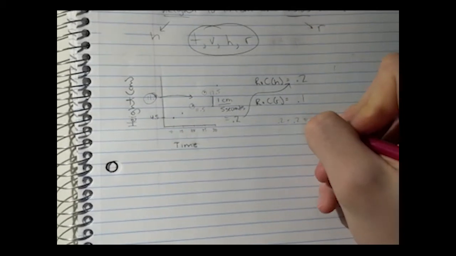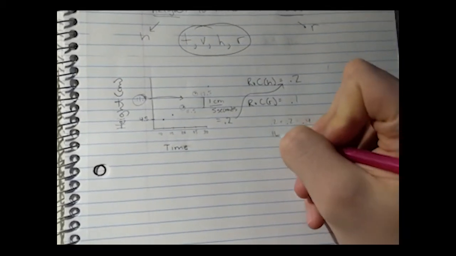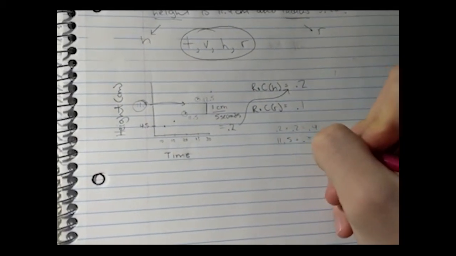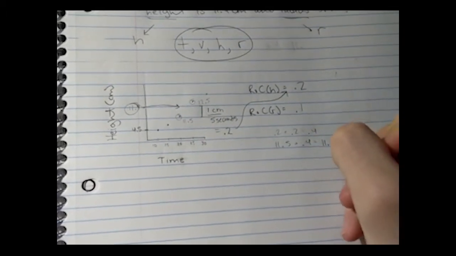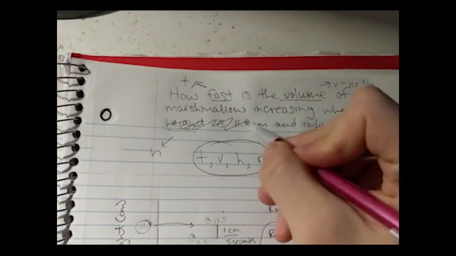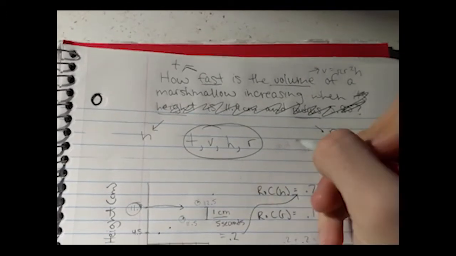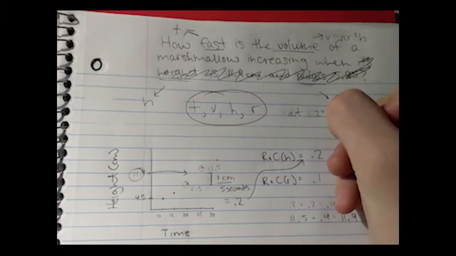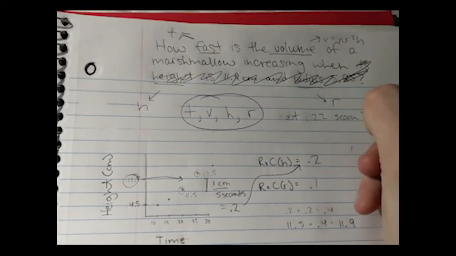Additionally, since we know the height increases at 2/10 per second, that makes the time exactly 22 seconds when the height equals 11.9. At first, we didn't realize this and chose the number 11.9 at random, but we really should have made the problem, how fast is the marshmallow's volume expanding at 22 seconds, instead of giving the height and radius.